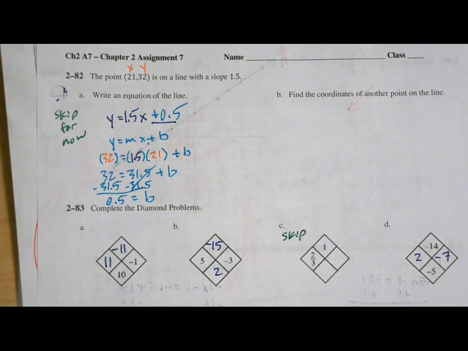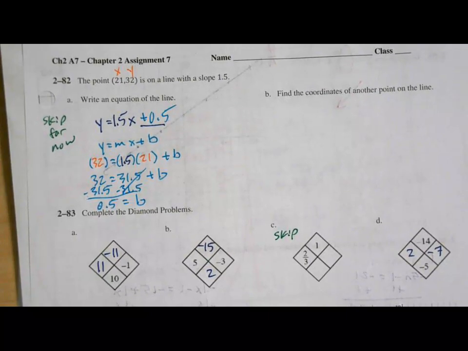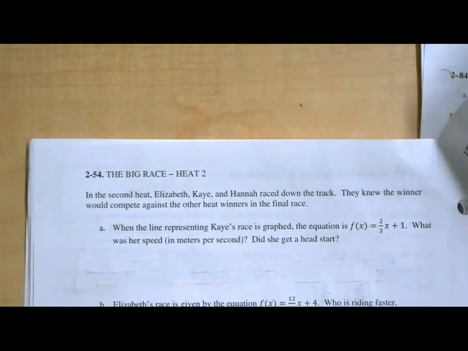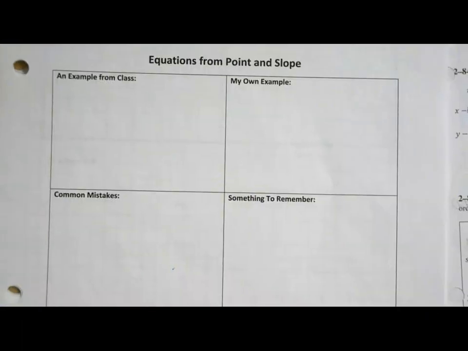All right. Couple options for you. You can just give me a second. You don't have to do this, but I highly recommend that you do. In your packets, on the very last page, actually on the last 2 pages, there's some space to take some notes on how to find equations from a point and a slope.